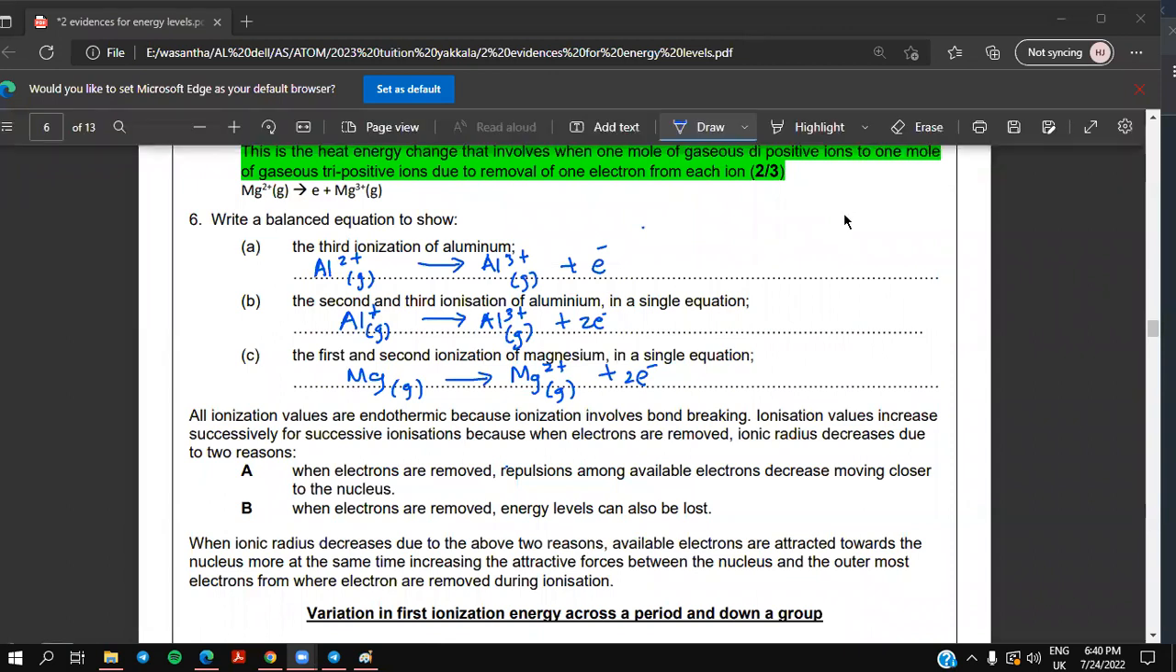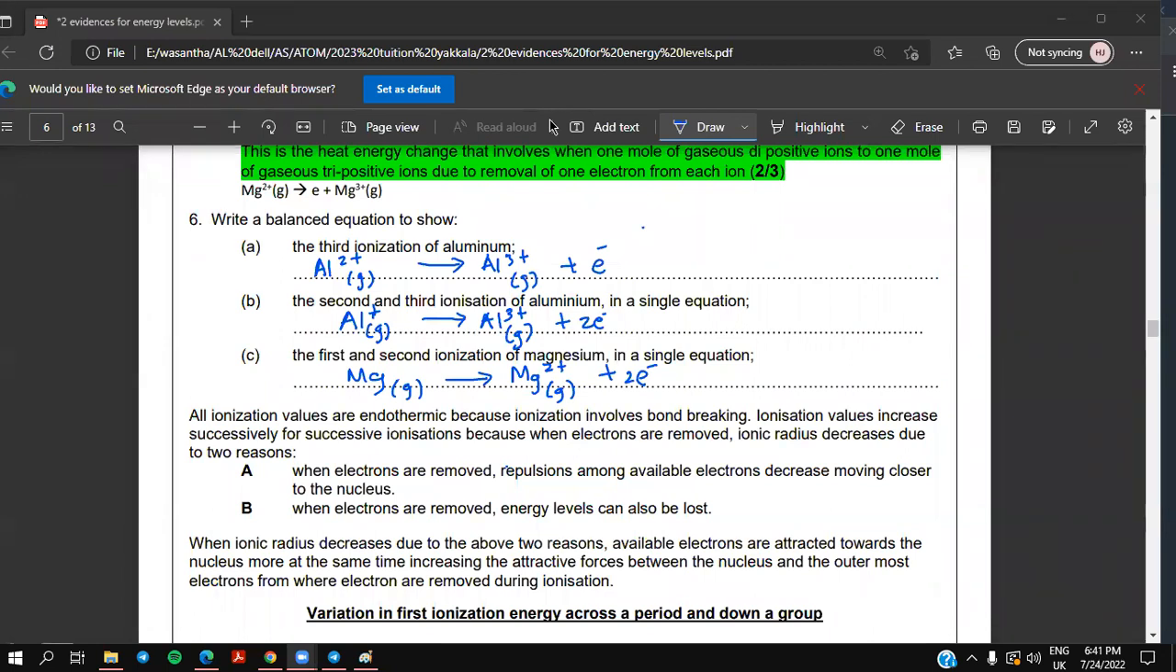Question number 6. Third ionization of aluminium. For the third ionization, we have aluminium 2 plus removing 1 mole of electrons to give aluminium 3 plus. Second and third ionization of aluminium means you have to start after first ionization. First ionization gives aluminium plus. So afterwards, second ionization gives aluminium 2 plus, third ionization gives aluminium 3 plus. So when we add them together, we get the answer.